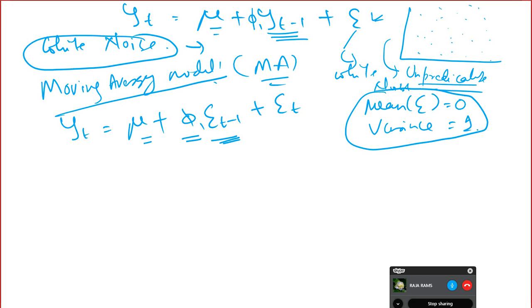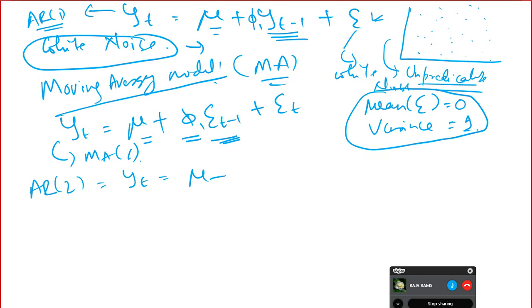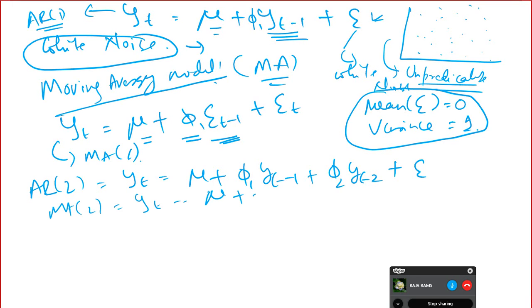It can be of any order. So this is known as the AR1 model, because there is only one lag. You can have AR2 also, right? Similarly, this is the MA1 model. So what is the AR2 model? The AR2 model is Y_t equals mu plus phi 1 Y_t minus 1 plus phi 2 Y_t minus 2 plus epsilon. Similarly, MA2.